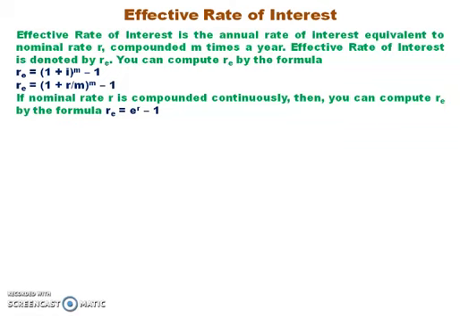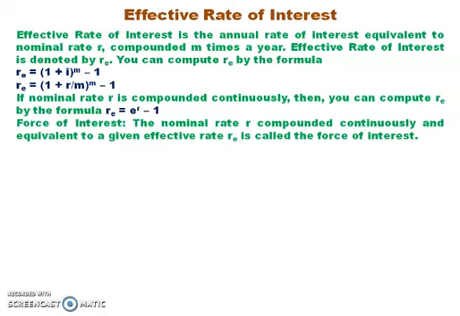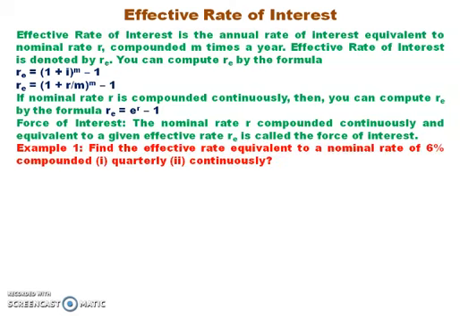If the nominal rate R is compounded continuously, then you can compute RE by the formula RE is equal to e raised to power R minus 1. Here R is also known as force of interest, which is interest compounded continuously and equivalent to some effective rate RE. Now let us take an example.